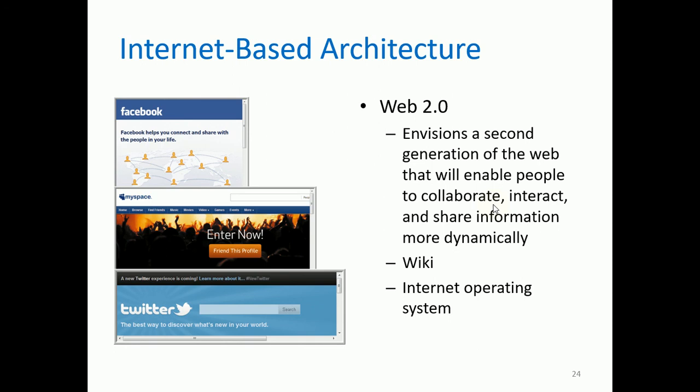Okay, next we have Web 2.0. It envisions a second generation of the web that will enable people to collaborate, interact, and share information more dynamically. Web 2.0 means that there is, of course, a Web 1.0. With Web 1.0, you can use the web just by researching, downloading, and uploading files. There are no interactions. These are just the typical websites for information.